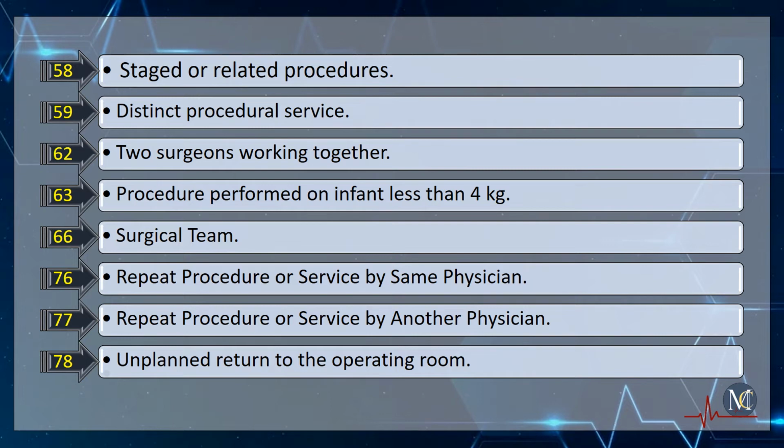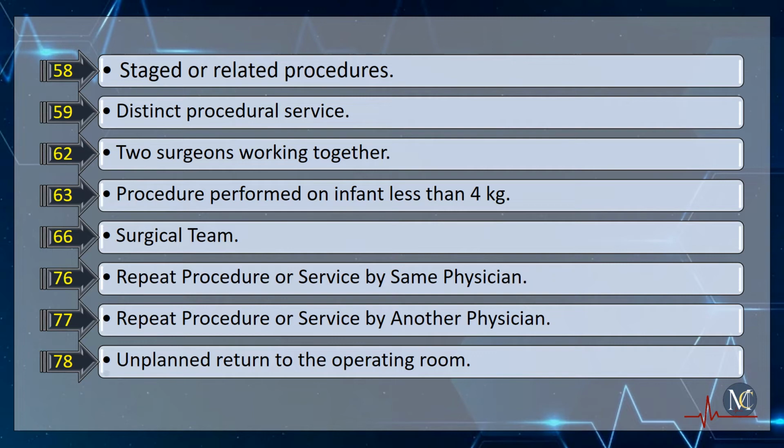CPT modifier 62 is known as the two surgeons modifier. It is used when two surgeons work together as primary surgeons performing distinct parts of the same procedure, or when one surgeon performs part of a procedure and another surgeon performs a separate but related procedure during the same surgical session. CPT modifier 63 is known as procedure performed on infants less than 4 kg. CPT modifier 66 is known as the surgical team modifier. It is used to indicate that multiple surgeons, usually of the same or different specialty, work together as a team.